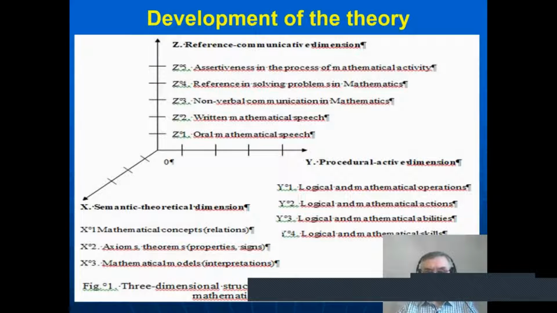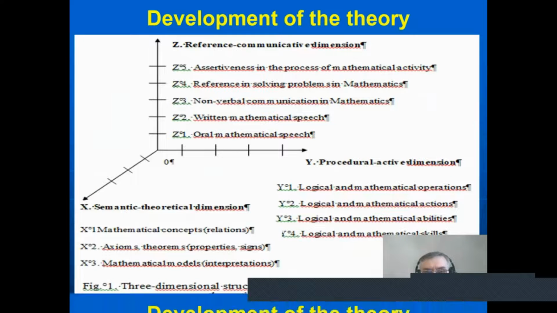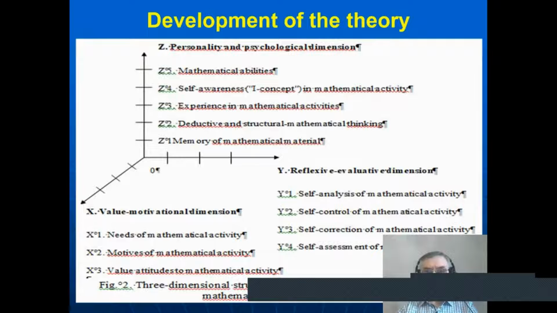Therefore, the author's definition of mathematical competence is presented in the paper. The doctrine of the dual nature of mathematical competence has been developed. The conceptual position on the duality of its manifestation was embodied in a Cartesian realization. The external manifestation of such competence is composed on the basis of three dimensions: X, semantic theoretical; Y, procedural active; and Z, referential communicative. The three-dimension structure of internal manifestation is represented by the dimensions: X, value motivational; Y, reflexive evaluative; Z, personal psychological.